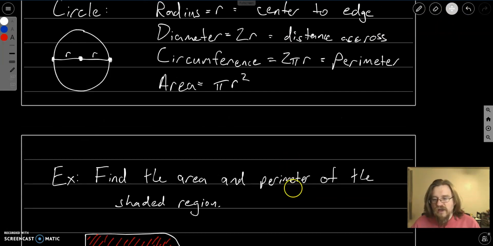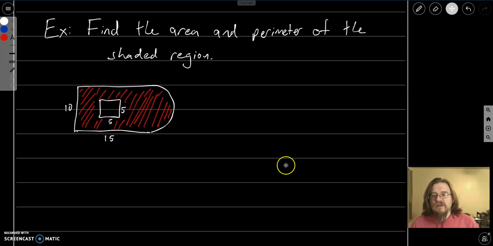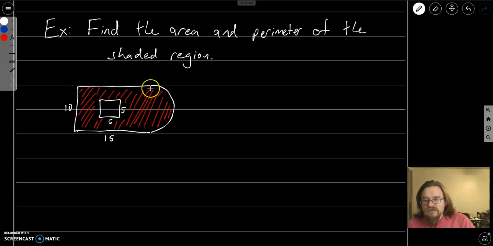Let's do an example. Here we want to find the area and the perimeter, the perimeter being just this outside, of the shaded region. So what I want to do is calculate the area here, and this perimeter. What I need to do is recognize that there are a few shapes in here. If I draw this line in the middle, I have a rectangle with a little square cut out of the middle. How do I know it's a square? Because we've got the same side lengths, 5 and 5. And I've got a little half circle on the outside.